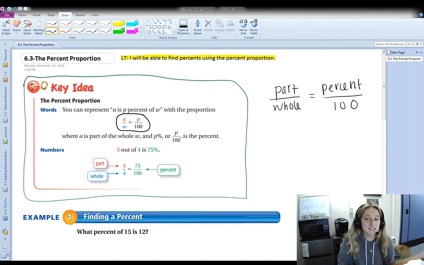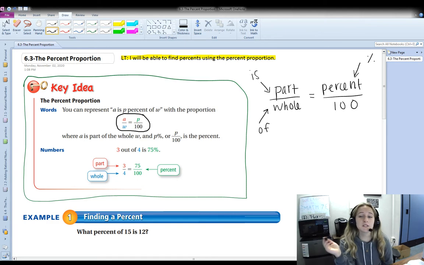So there are some buzzwords for these. The percent, you're always going to have the percent symbol attached to it. The part is typically going to be after the "is," and the whole is typically going to be after the "of." So those are some keywords. I would write this down to the right just so that you have it. We're going to look at a couple examples though. With these, you really have to be careful of the language when you go to set up your proportion.